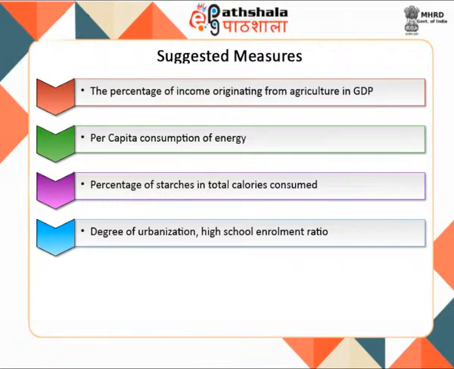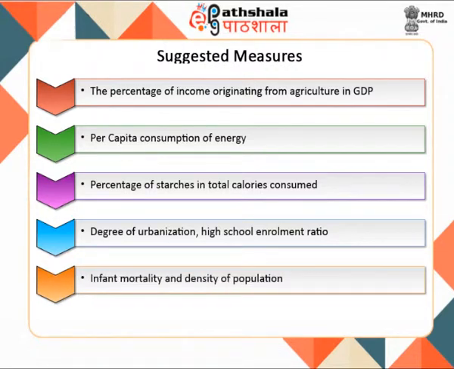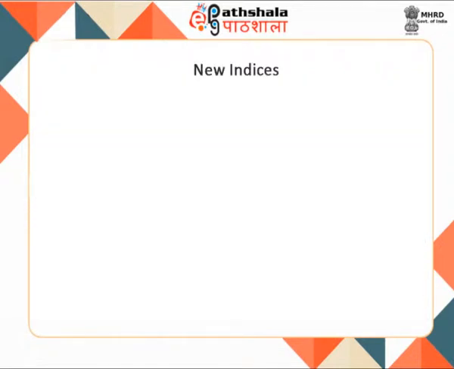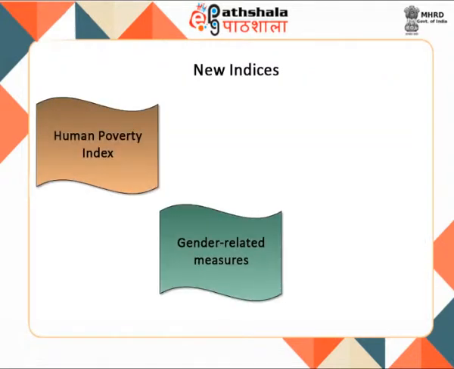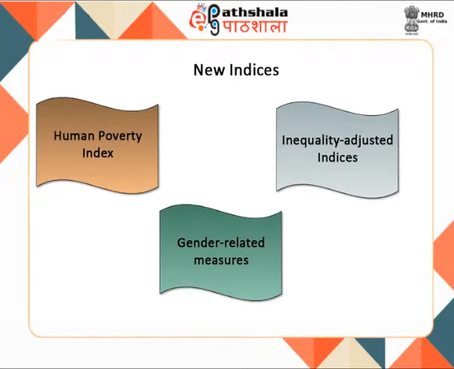If the ratio of school enrollment, the degree of urbanization, and life expectancy is rising in a country, they are considered to be positively related to economic development. Infant mortality and density of population: if in a country the infant mortality and density of population are high, it is considered to be negatively related to economic development. Three most important new indices are the Human Poverty Index, Gender Related Measures, and Inequality Adjusted Indices.